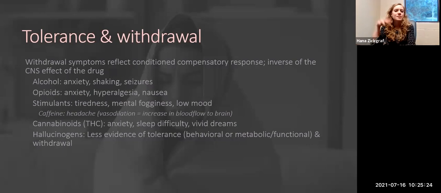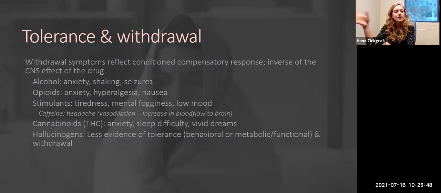So withdrawal symptoms really reflect a conditioned compensatory response, and they basically are the inverse, the opposite of the central nervous system effect of the drug. Because alcohol is a depressant and anxiolytic, the withdrawal effects from alcohol include things like anxiety, shivering, and in extreme cases, when the body's really mounting a strong compensatory response, seizures.